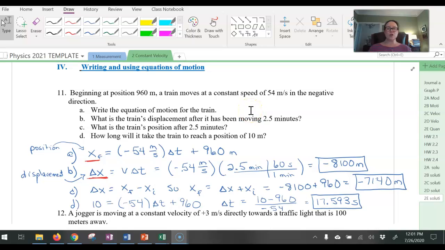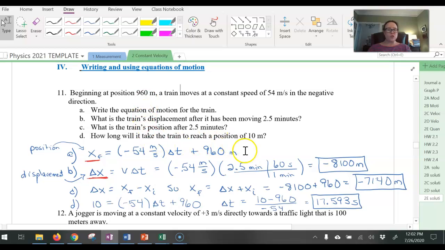This webcast talks about Worksheet 2E, where we are using the equations of motion to solve some quantitative problems that involve constant velocity. So I want to look at problem 11 here. This is talking about a train that starts at position 960 meters and moves at a constant speed of 54 meters per second in the negative direction. Part A asks me to write an equation of motion for this train.